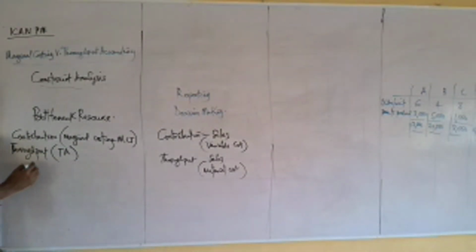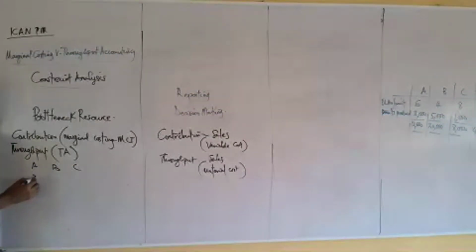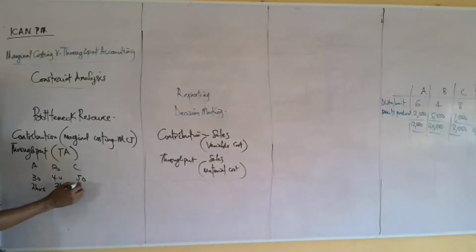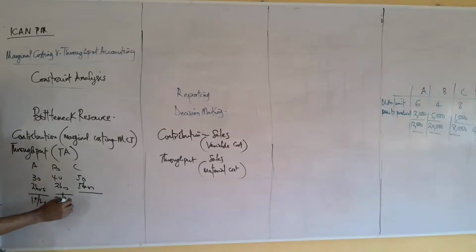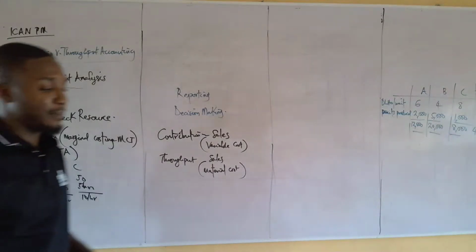So let's say we have product A, B, and C. Contribution here is 30, 40, 50, and the bottleneck resource is machine hours. A uses 2 machine hours for each unit. B uses 2 machine hours. C uses 5 machine hours. The contribution per bottleneck will just be to divide it. 30 divided by 2 is 15 per hour, 20 per hour, 10 per what? Hour. That's the next thing. Calculate the contribution or throughput per bottleneck.